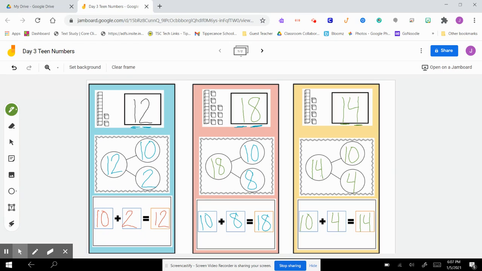I have another Jamboard that looks a lot like this one. You're going to go ahead and work through 3 problems that look almost identical to this. After you're done with this, then you can go practice using the boom cards.